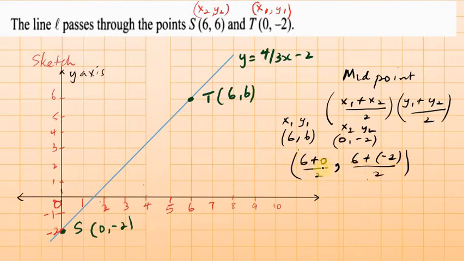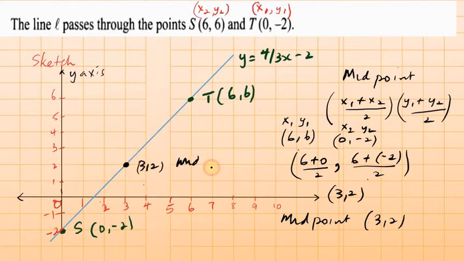6 plus 0 is 6 over 2, which is 3. 6 plus negative 2 is 6 minus 2, which is 4 over 2, which is 2. So the midpoint is (3, 2): 3 on the x, 2 on the y. So this is the midpoint of the line segment TS. So this is (3, 2) here, the midpoint.